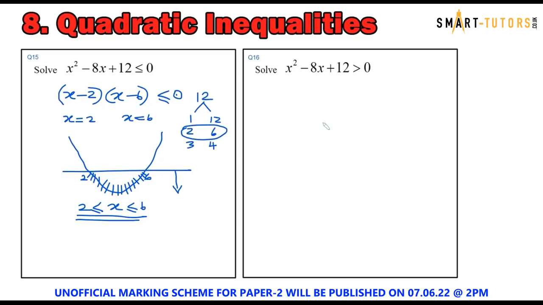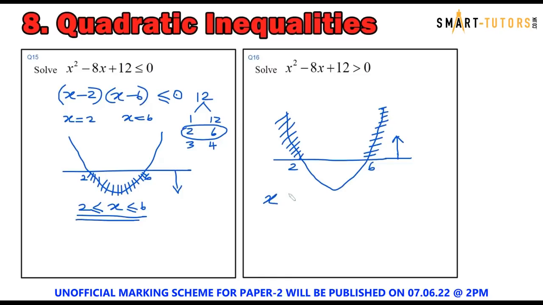Question number 16. It's the same question. I'm not going to be doing the factorization, I'm going to draw the graph. So it's the same graph, intersecting at 2 and 6. Now the inequality is greater than 0. Greater than 0 means above the x-axis. Above the x-axis means this portion and this portion. So that means x is less than 2 or x is greater than 6. You don't need to put the equal sign because the question doesn't have an equal sign.